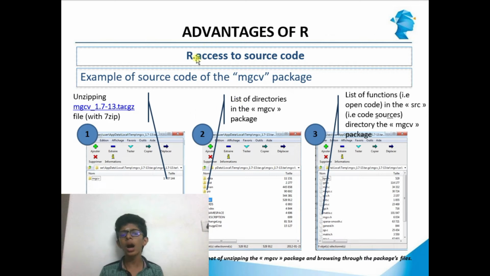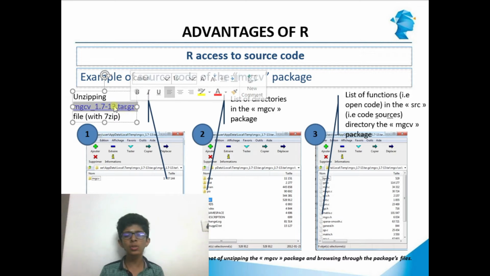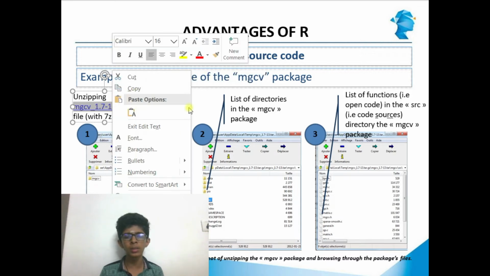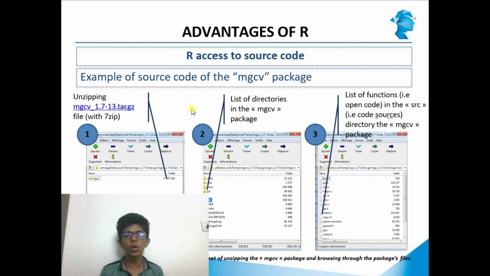And next is access to the source code. Example: the source code of the mgcv package, and unzipping this, I will just give you this link in the description so that you can also learn how to unzip it. Actually many of us know how to unzip, but many others don't know how to do it. I will show you that, guys.